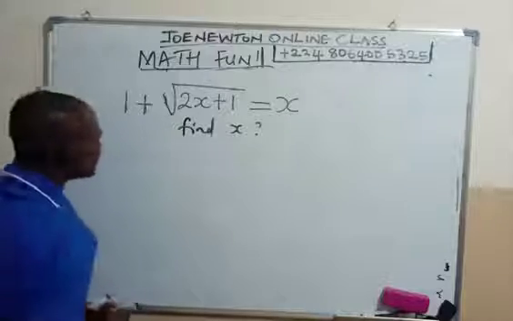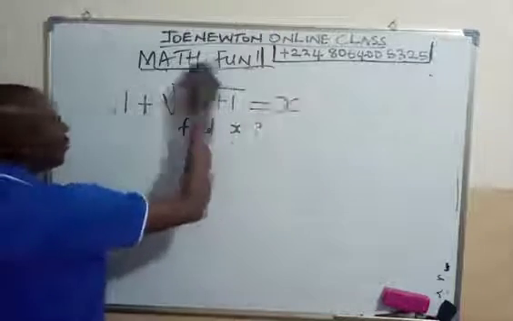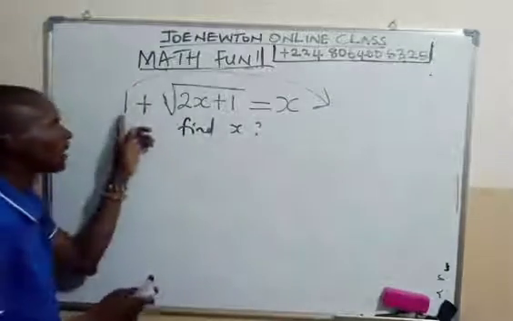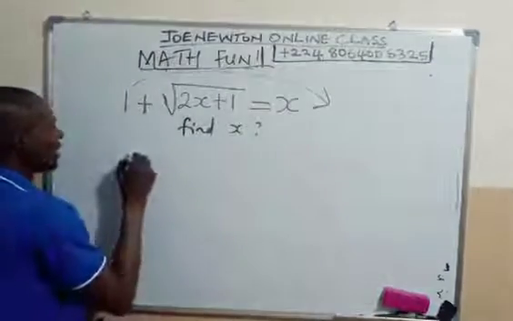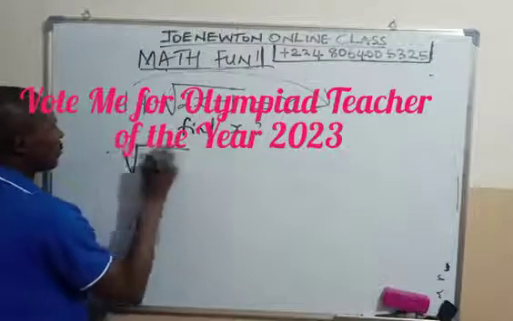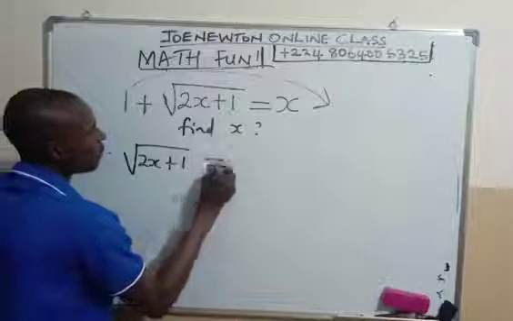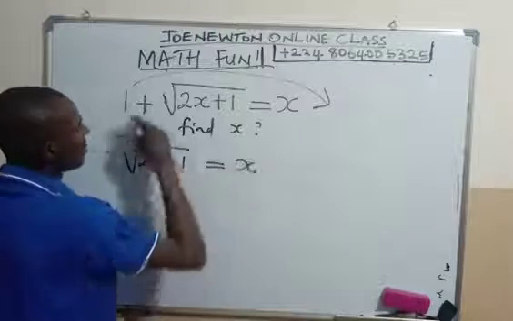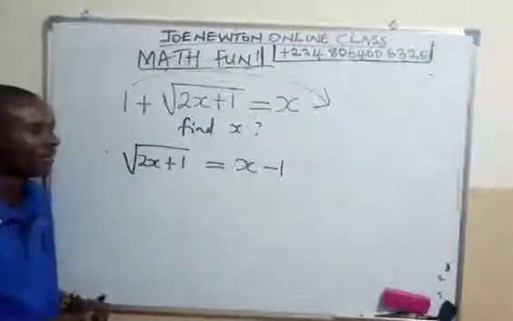This is very simple. So the first thing you do is take this 1 and cross it over to this place. When it goes over to this place, it becomes what? Minus. So we have that the square root of 2x plus 1 will be equal to x minus 1. This is what we have now.